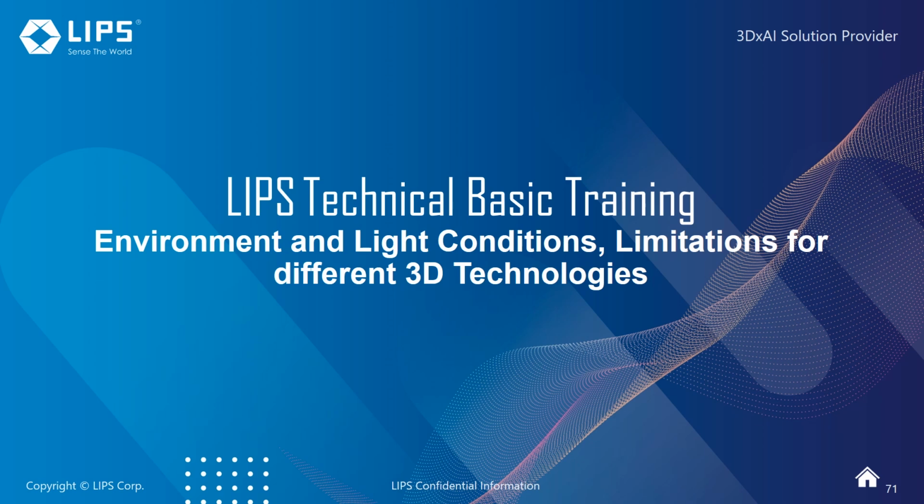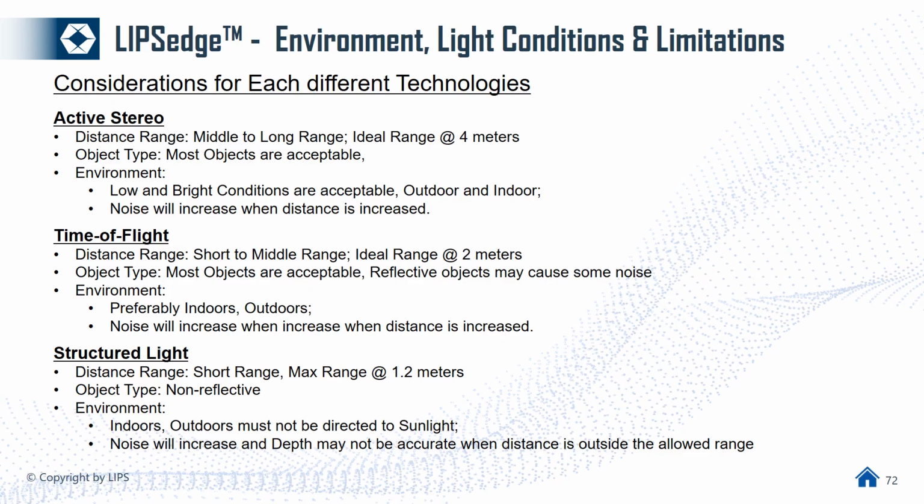Lastly, to wrap up this training, we will expand on how the environment and light conditions may affect how to use the different 3D technologies. When considering different technologies based on 3D, there is active stereo, where the distance range is better for middle to long range, within an ideal range of 4 meters. As for object type, most objects are acceptable, and for the environment, low and bright conditions are acceptable, outdoor and indoor. Noise will increase when distance is increased.